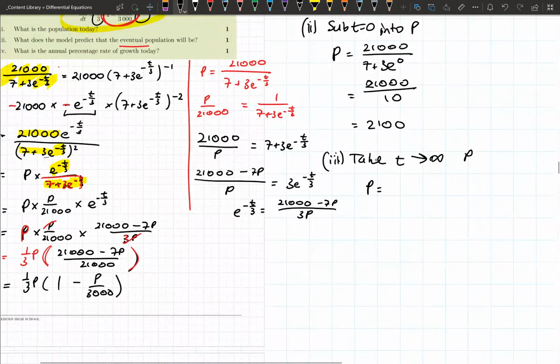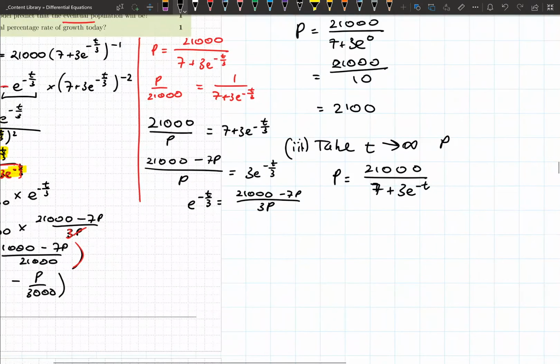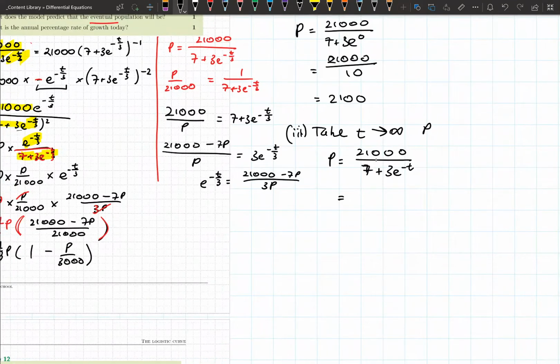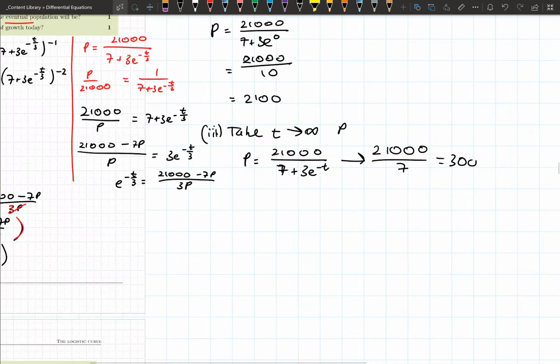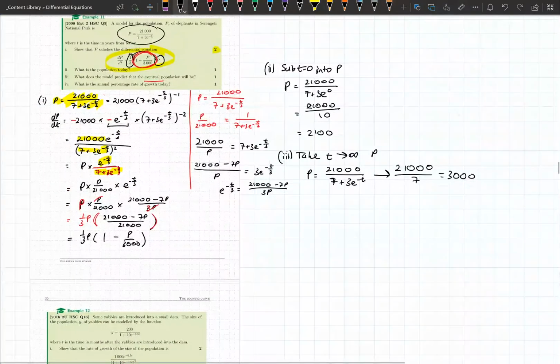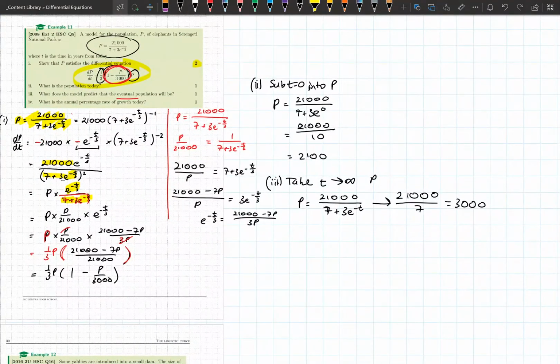The population is equal to 21,000 over 7 plus 3e to the negative t. Now, if I take t goes to infinity, what will happen to this e term? It will disappear. It will go to 0. So what am I left with? And do the full working out. You'd get 21,000 over 7, which is 3,000. So the eventual population will be 3,000. Is that cool? Excellent.